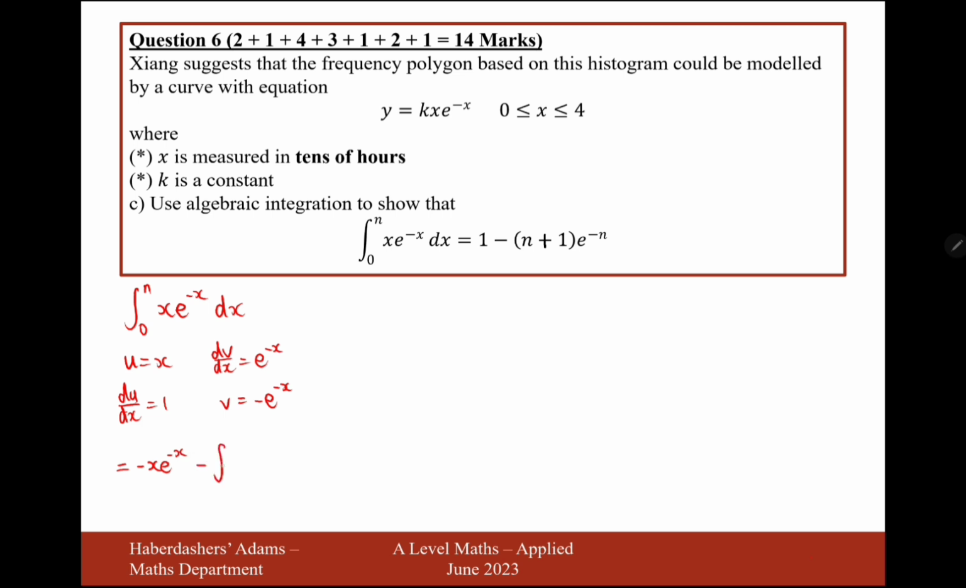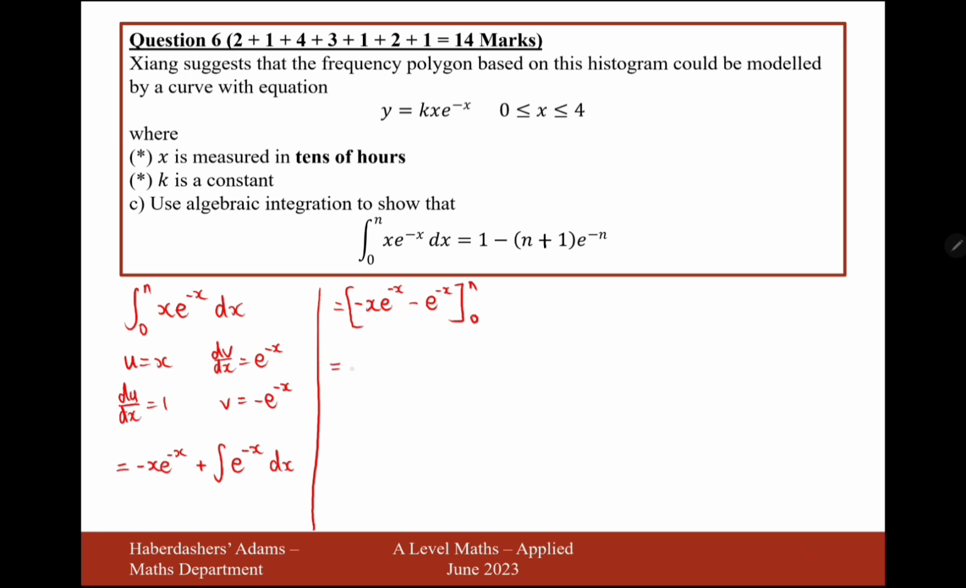Take away the integral of du by dx times v. So that's 1 times minus e to the minus x. There's a minus in there, so I'm going to move that to the front of the integral, and then after that integrate, so it's minus x e to the minus x, take away e to the minus x, and all of that is now going to be in between the limits of n to 0.